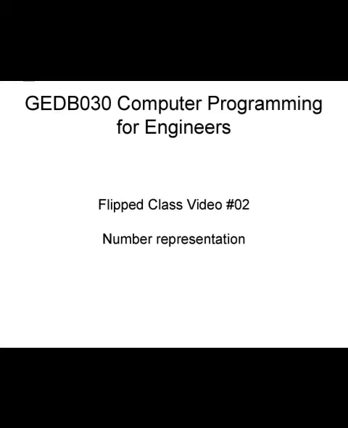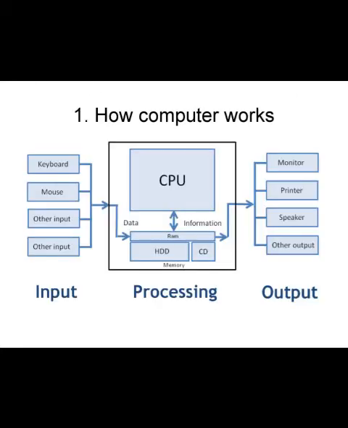This is flip class video number 2. Last week we talked about this general computer model. A computer is taking input from all different kinds of sources, performing its processing, and then generating output.